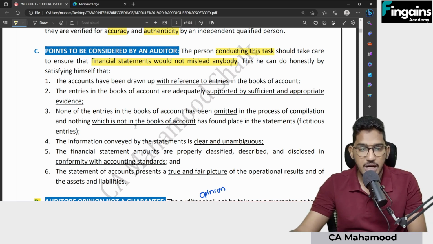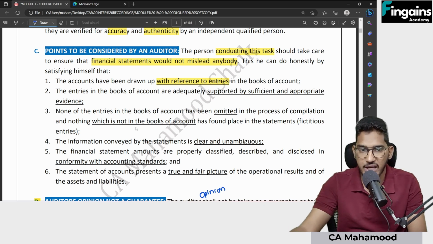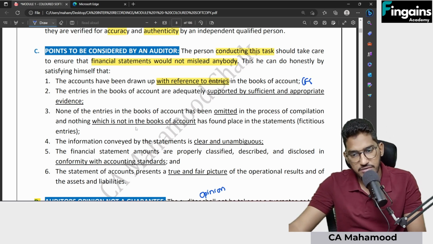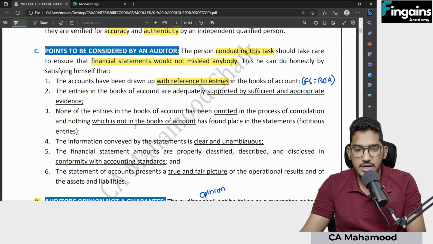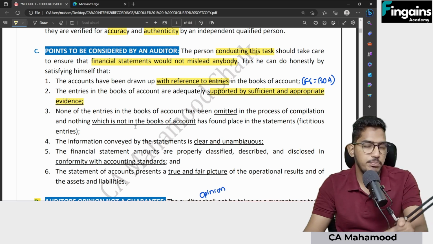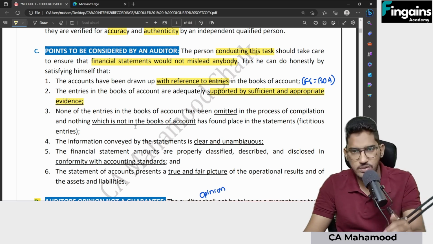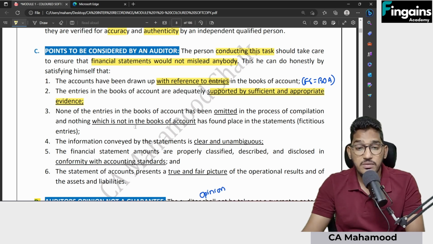What are they? The accounts have been drawn up with reference to entries in the books of accounts. This is what I have mentioned: you need to check first of all whether the financial statements match the books of accounts. Second, the entries in the books of accounts are adequately supported by sufficient and appropriate evidence. Whatever entries are in the books of accounts should be supported by proper evidence. I gave you examples of the evidences also. None of the entries in the books of accounts have been omitted. There should not be any omissions. Everything should have been included.